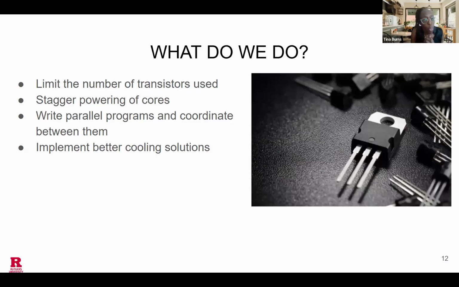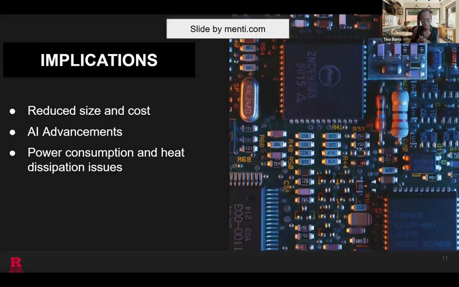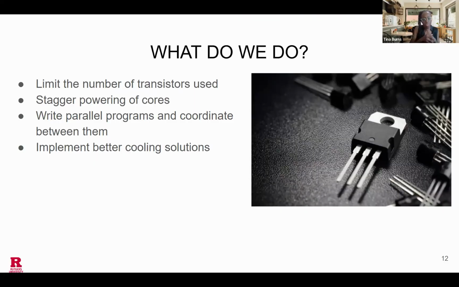So the question is, what do we do with all this? How do we as computer engineers respond to that? If we're concerned about power consumption and heat dissipation, we can do a number of things. We can limit the number of transistors used, meaning I'm not using all of these transistors at once, but section by section, depending on what process I'm doing. We can also stagger the powering of cores so that I don't have to turn everything on at once, which also helps decrease power and heat dissipation.